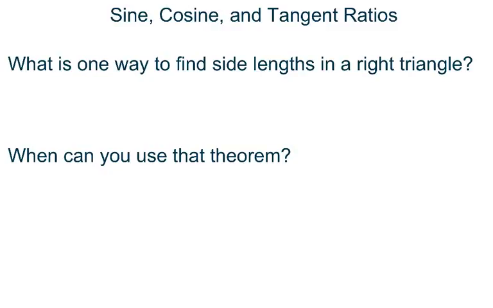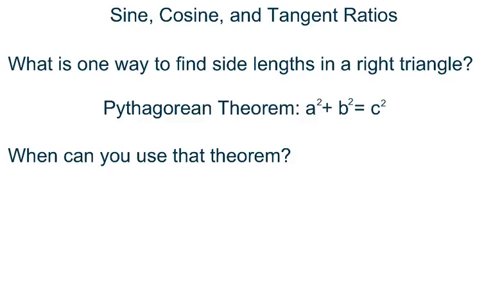Hello Geometry, this lesson is entitled Sine, Cosine, and Tangent Ratios. Well, what is one way to find side lengths in a right triangle? First, we've already learned that the Pythagorean theorem is a squared plus b squared equals c squared, and that allows us to find a third side of a right triangle if we already know two sides.